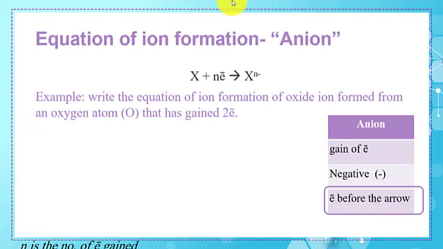So an example of how to write an equation of ion formation for oxygen atom O that has gained 2 electrons. We draw the arrow, O before the arrow, and the ion, which is O2 minus, after the arrow. It is negatively charged because it has gained, and 2 minus because it has gained 2 electrons. The electrons are written before the arrow.